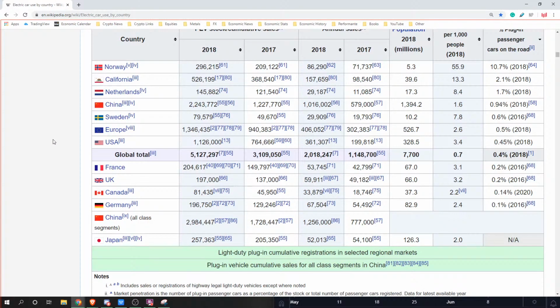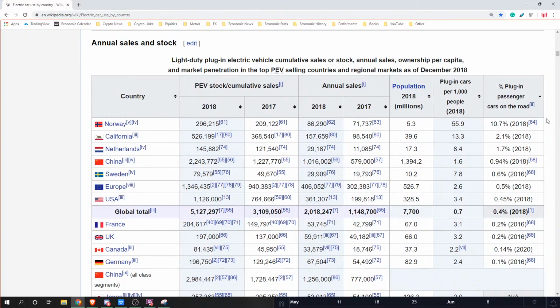But overall, we're not seeing that huge increase over time. Well, over time we are, but in terms of that shift where we really have to worry about palladium going down due to the reduction in sales of gas-powered vehicles, I don't think we're there yet.